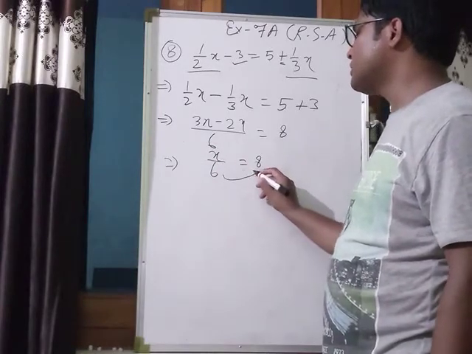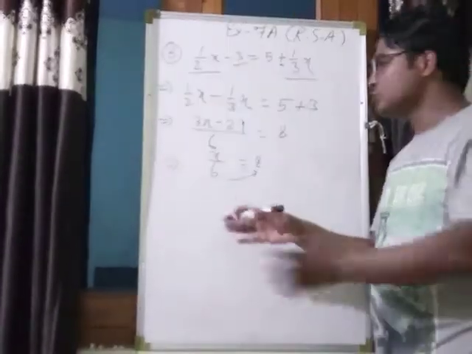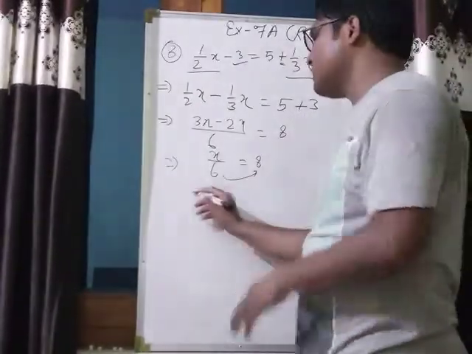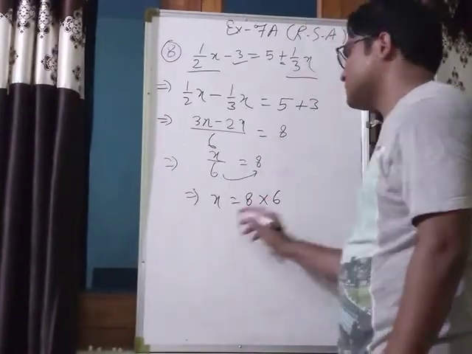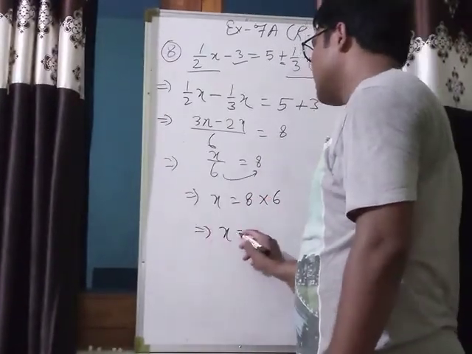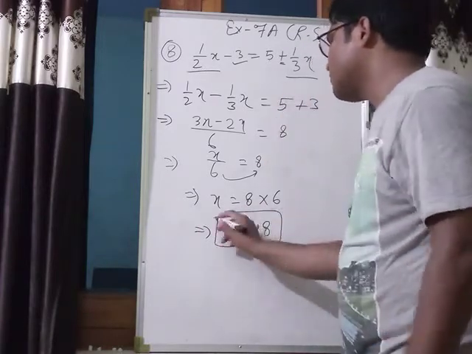So this should be transferred to this side. Here 6 divides x, so it will multiply with 8 on the right hand side. What we have? 8 into 6, that is x is equal to 48. So our answer is 48.